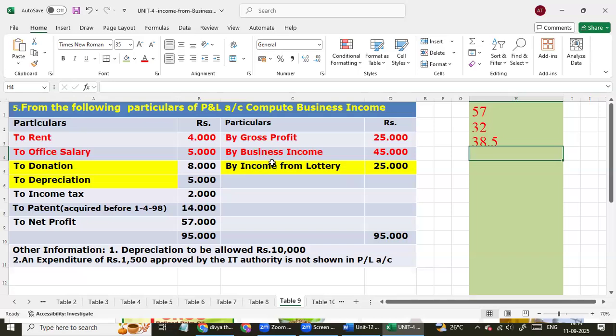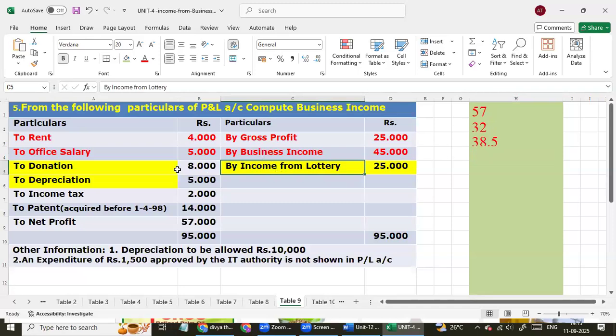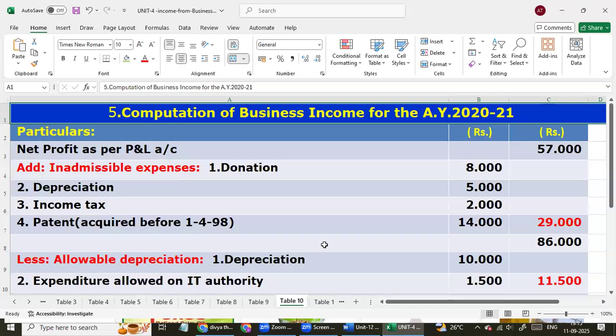So what did I do? I first found that income from lottery is not business income, so I deducted the 25,000 from 57. Then donation is not a regular expense, so I reduced donations. The 1,500 are approved expenditures, but I had not charged them in the profit and loss account, so I charged them. Then I calculated my net profit for income from business and profession, which is 38,500. So this is the illustration.